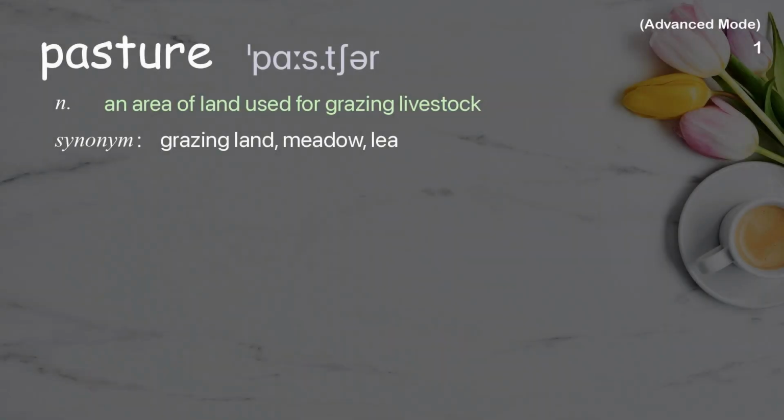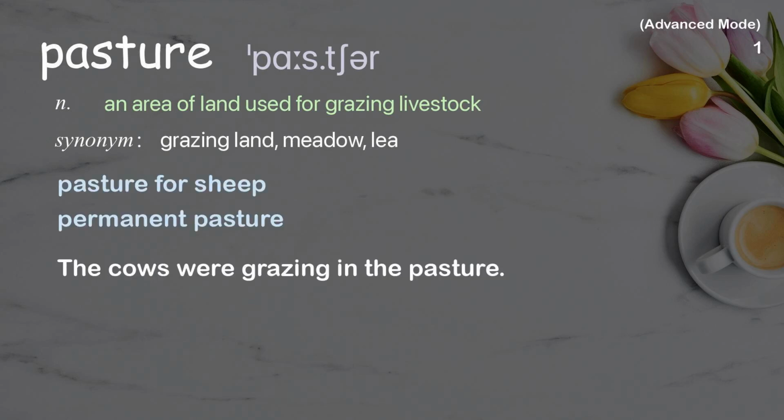Pasture. An area of land used for grazing livestock. Examples: Pasture for sheep. Permanent pasture. The cows were grazing in the pasture.